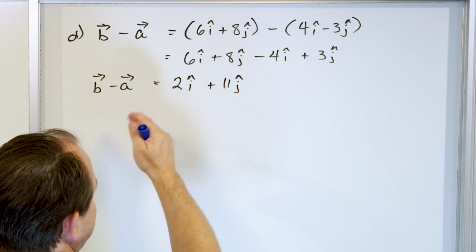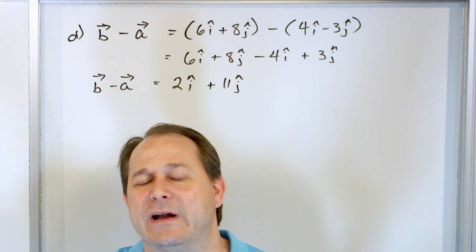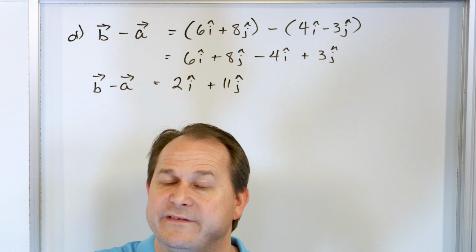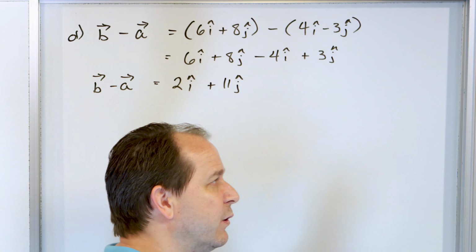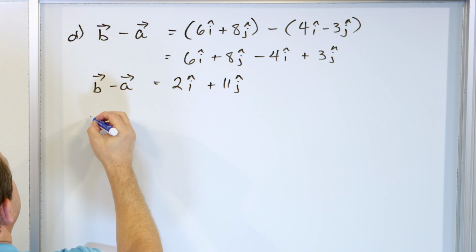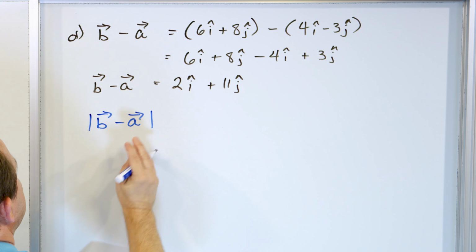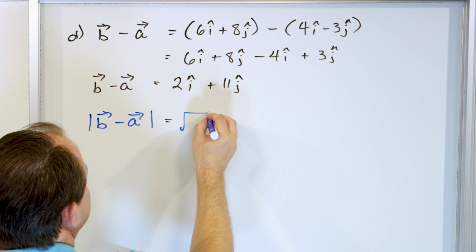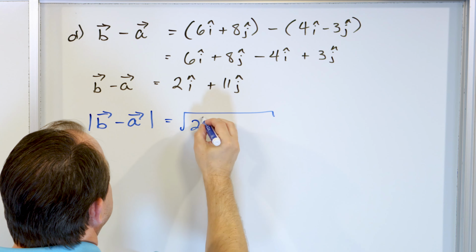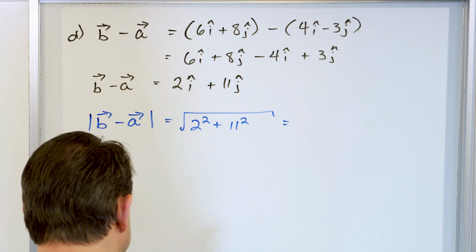This does tell me where the vector is pointed, but the problem wanted us to give it in magnitude and angle, just a different representation. Of course, this is the vector, but I just want to convert it because that's what the problem is asking us to do. So the magnitude of this vector, b minus a, is going to be equal to the square root of the x component, 2 squared, plus 11 squared. Right? 2 squared plus 11 squared.